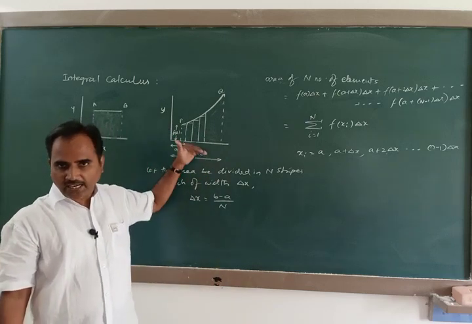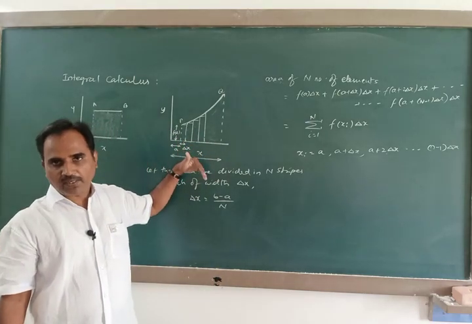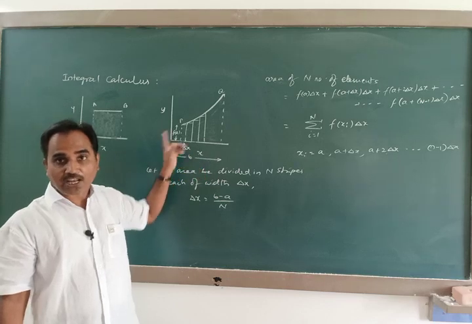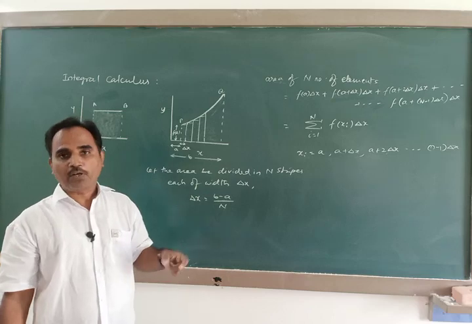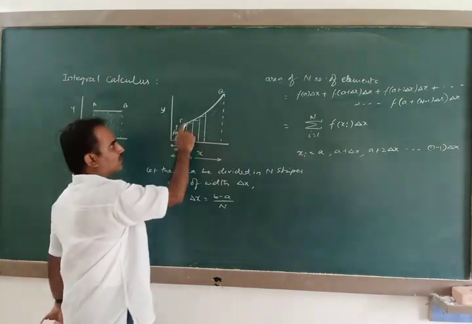But the area of all these n number of elements will be less than the actual area under the curve by an amount equal to area of all these triangles.